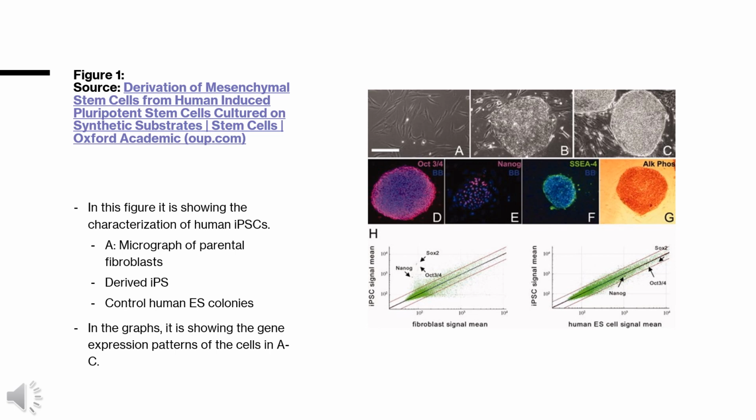Now onto the three figures from the three separate articles that use stem cell culturing. The first figure is shown on the right. In this figure, it is showing the characterization of human iPSCs, or induced pluripotent stem cells. Part A shows a micrograph of parental fibroblasts. B shows derived iPS. C shows control human ES colonies. And in the graphs below, in H, it is showing the gene expression patterns of the cells in A through C.